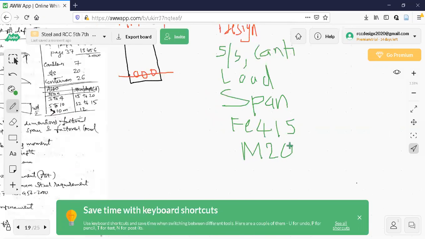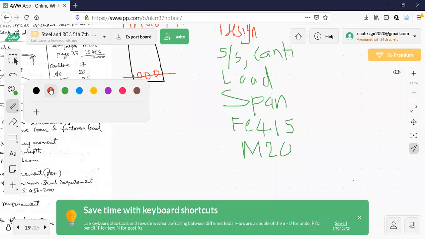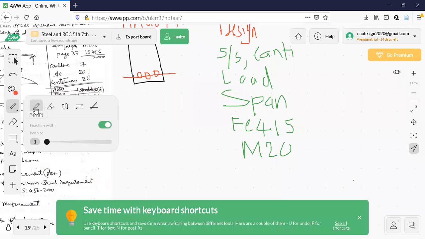So it means boundary conditions are given, simply supported or cantilever. Load is given or it can be calculated. That much data will be there. Span they have to give. Materials used, grades of the material. This is important. You have to be careful whenever the material is given.